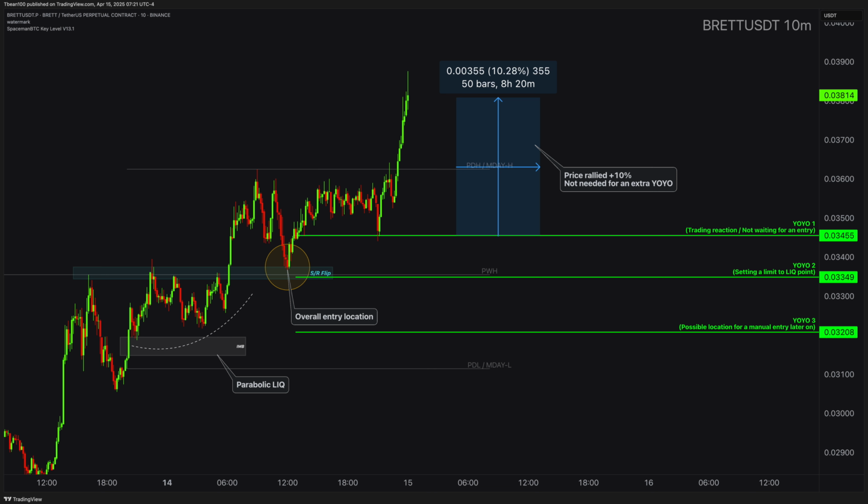Price rallied like 10% from my entry zone. As you can see, strategies will work and fail on a regular basis. There's no holy grail or way of always winning. I took a loss, now I took a win. Trading is a long journey with so many challenges.